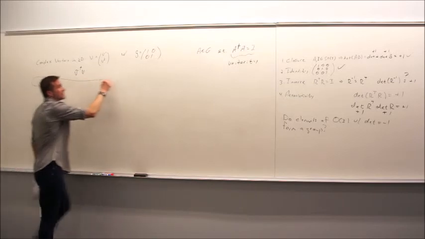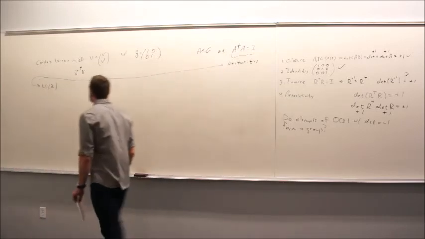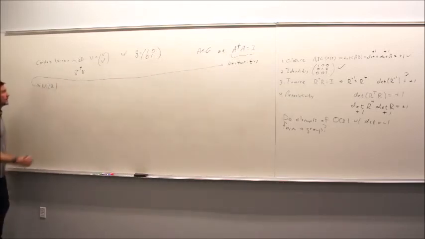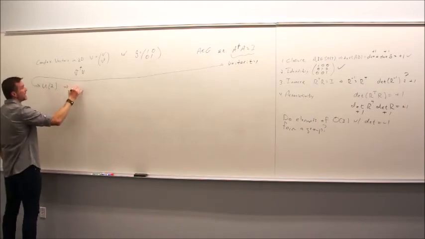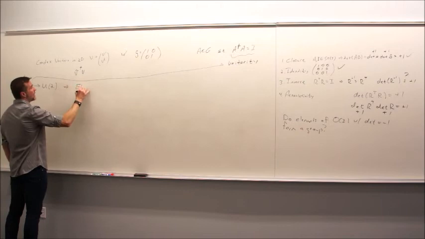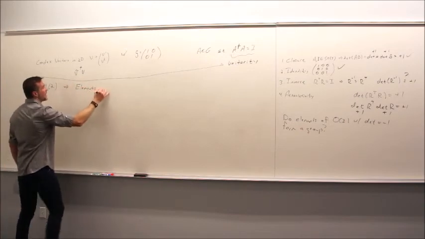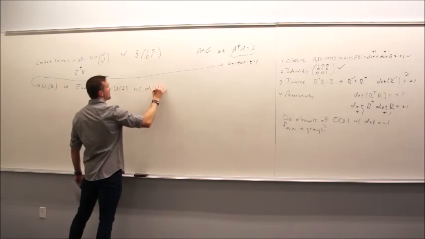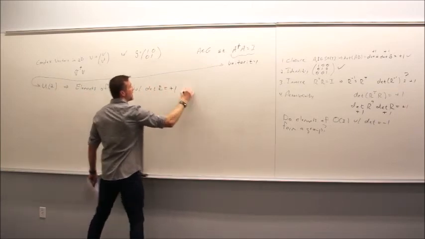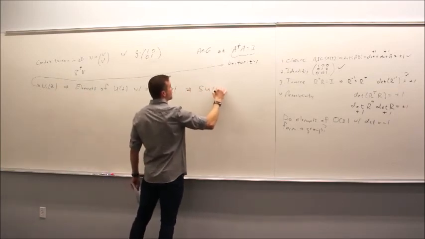Anyway, so this condition in 2 dimensions defines the group U2, but again, we can insist on focusing on elements of U2 with determinant equal to plus 1, and these form a subgroup we call SU2.